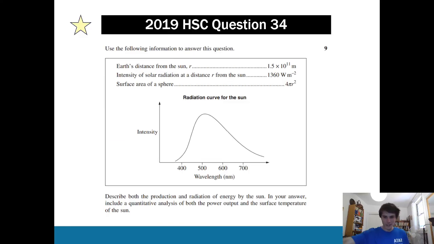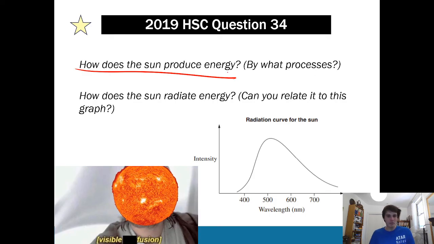This question is fairly funky, and I'm not going to get too caught up in the specifics of actually answering the sections, because it is actually quite a hard question, and we could be here for quite some time. But the question essentially gives us a whole bunch of information, then asks us to describe both the production and radiation of energy by the sun. And in our answer, we should include a quantitative analysis of both the power output and the surface temperature of the sun. Now, this question is really nice in the sense that it is incredibly easy to chop up into bits, right? It's right there. It says describe both the production and radiation of energy from the sun. Question one: describe the production of energy. Question two: describe the radiation of energy.